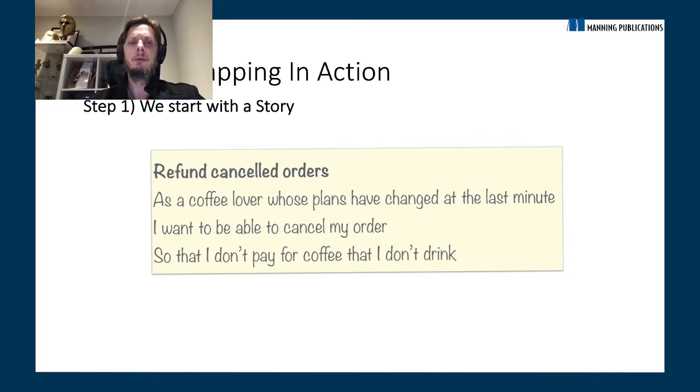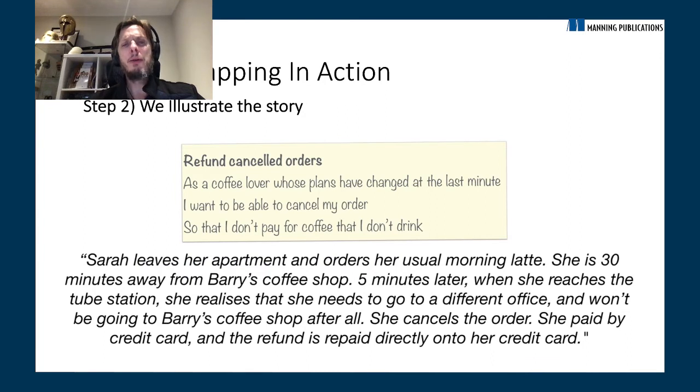So this feature, refund cancelled orders, is phrased in a fairly standard Agile way. But to really get a grip on it, to really understand the subtleties, I find it really useful to write a detailed illustration of that story. Basically, walk me through this, tell me how it works in the real world. And this doesn't have to be done in the feature mapping workshop. It can be done beforehand because it's basically the product owner or the BA relating how this story works in the real world.